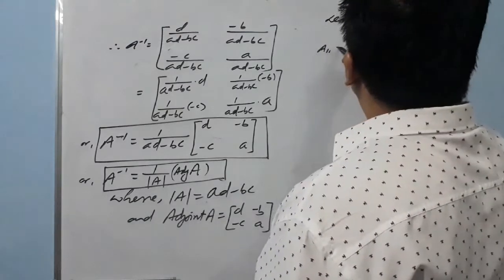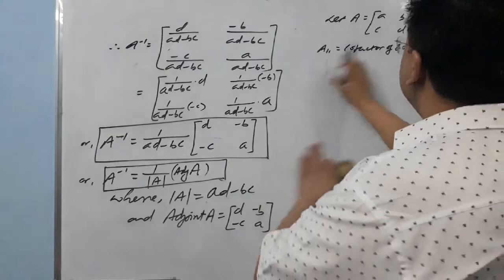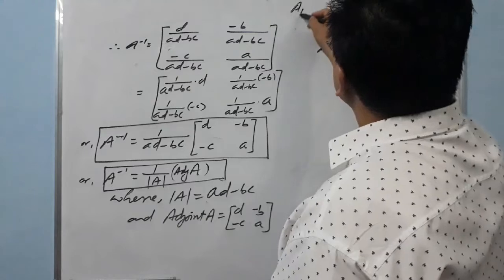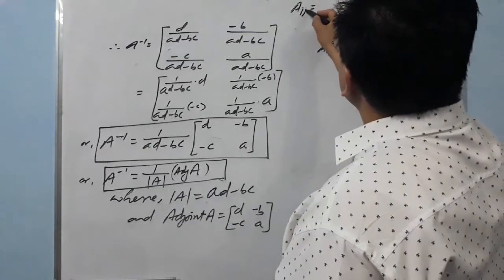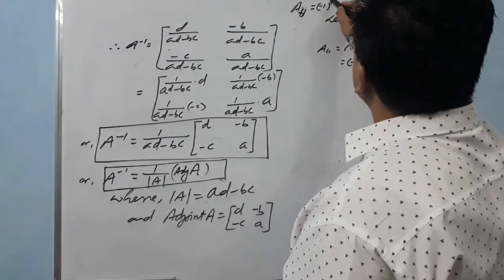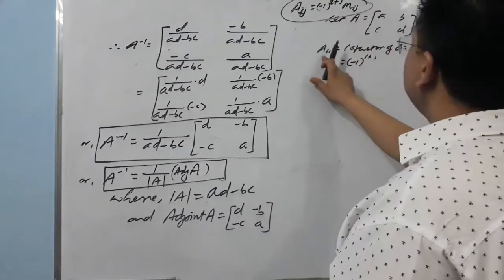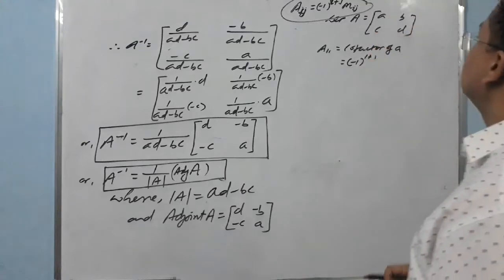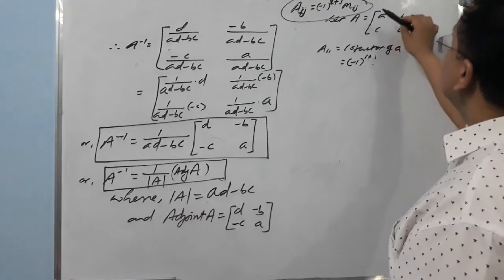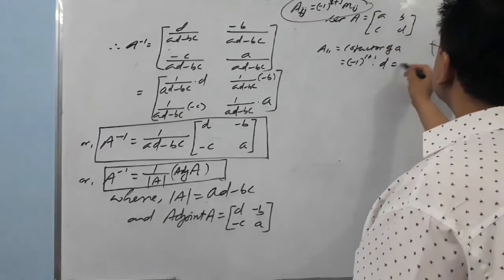Now A11, let's find out the cofactor. A11 means the cofactor of the first element, which is (-1)^(i+j) times the minor, Mij. So Aij equals (-1)^(i+j) Mij. This is the formula. A11 means the cofactor of the first element: 1 into the minor. To find the minor of A, you have to delete its row and column. 1 means first row, first column, you have to delete. You will get only D. So here D.